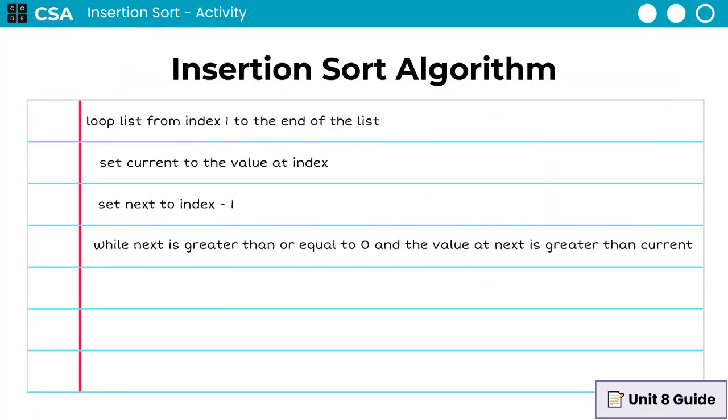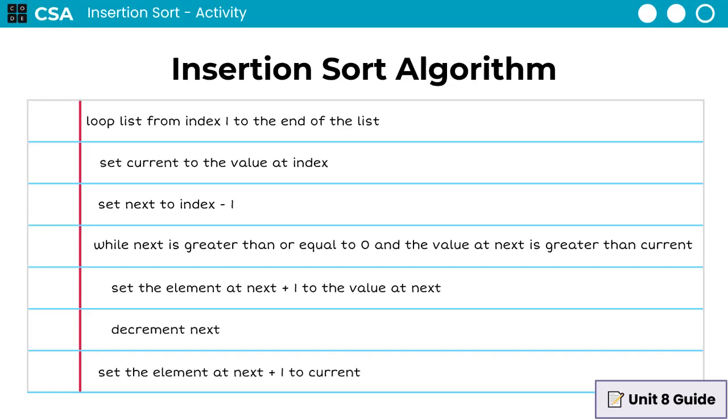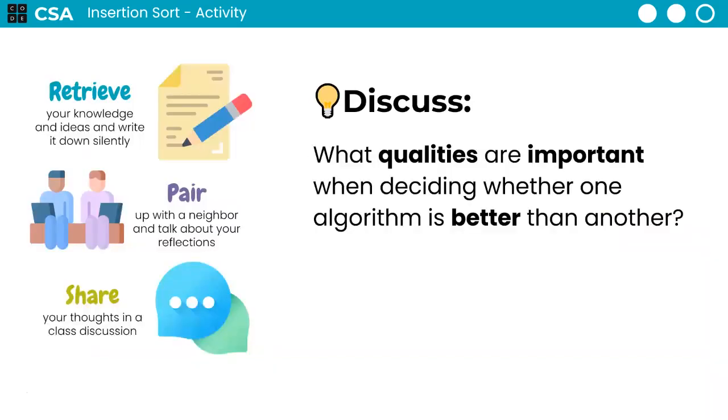We're going to keep doing a while loop where next is greater than or equal to 0, and the value at next is greater than current. Then we're going to take the element at the next index value, get the value at that next value, decrement, and then go back to next plus one. Let me actually show you the code. So I'll pause here and then we can get going into it.